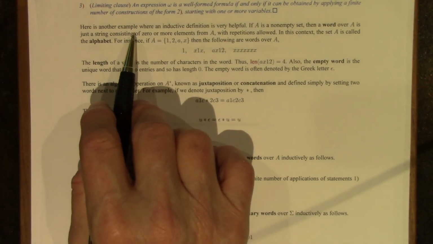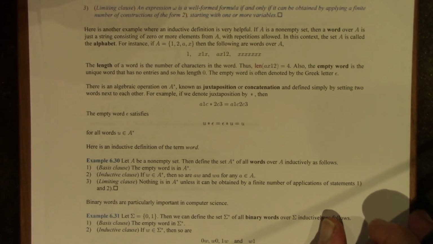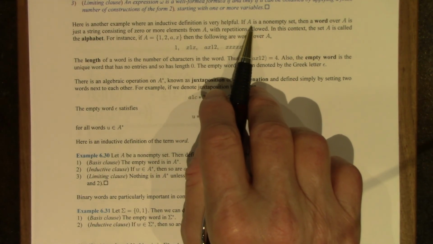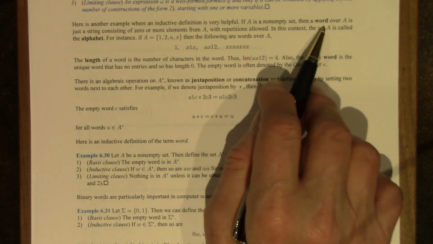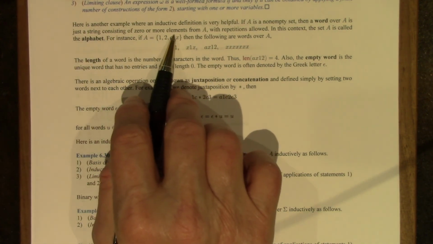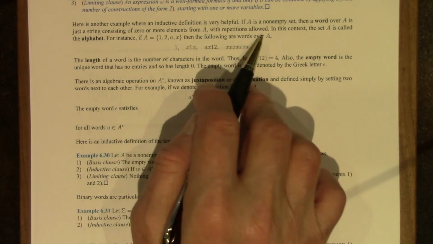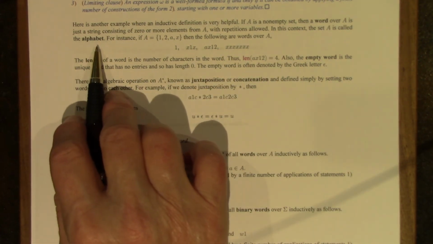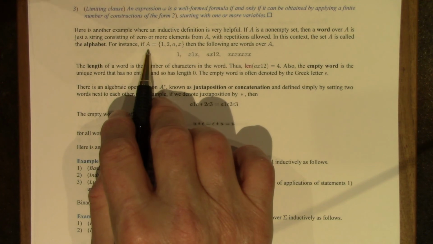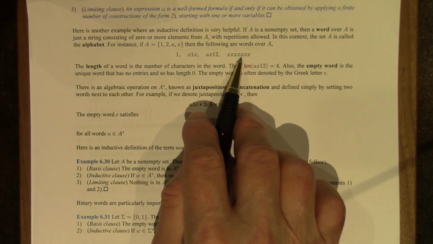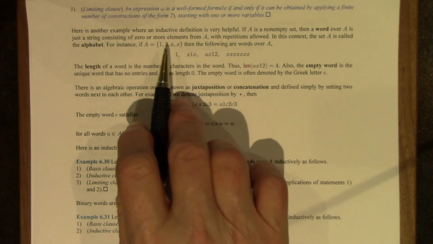Here's another important example of an inductive definition. In fact, this is a concept we haven't discussed, but is also important in mathematics and computer science. If A is a non-empty set, then a word over A is just a string consisting of 0 or more elements of A, with repetitions allowed. In this context, the set A is called the alphabet. So, for example, if the alphabet is 1, 2, AX, then these are words over that alphabet. Just strings of symbols taken from the alphabet.